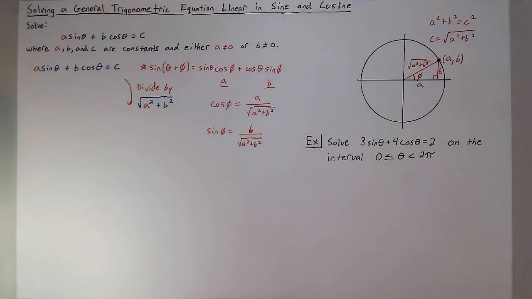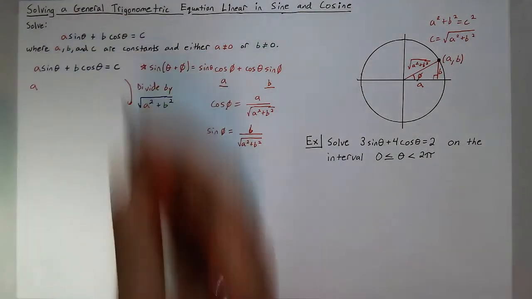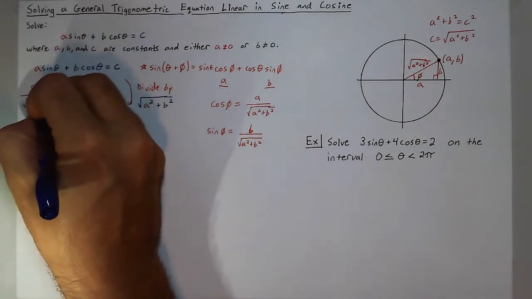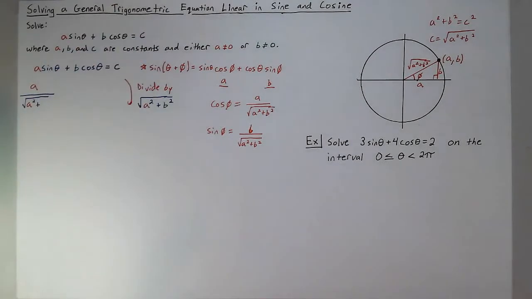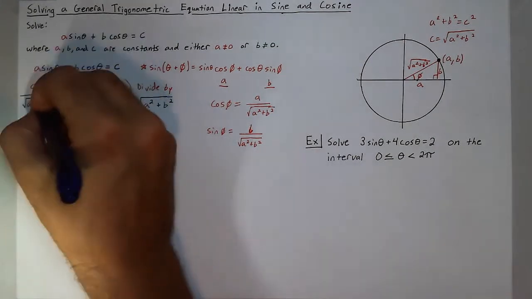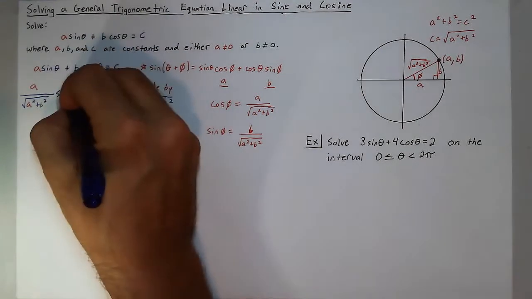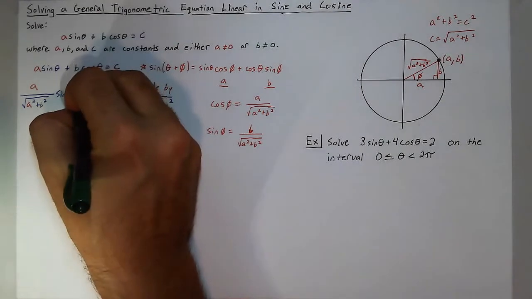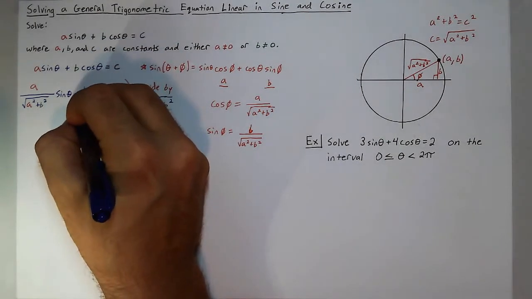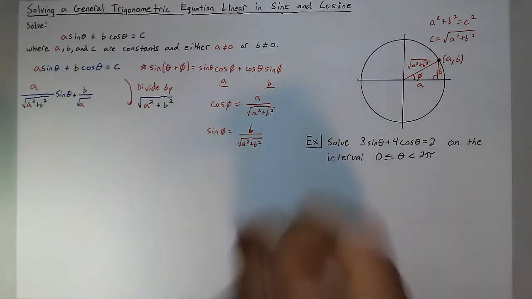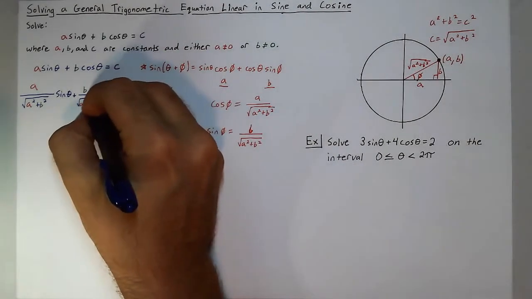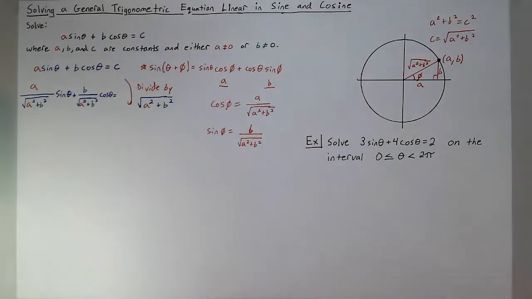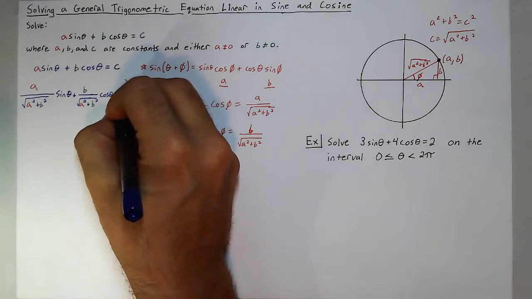So my equation is going to look something like this. A over the square root of a squared plus b squared sine theta plus b over the square roots of a squared plus b squared cosine theta, and it's going to be equal to c over the square root of a squared plus b squared.